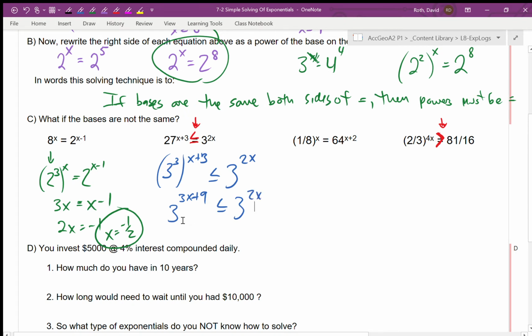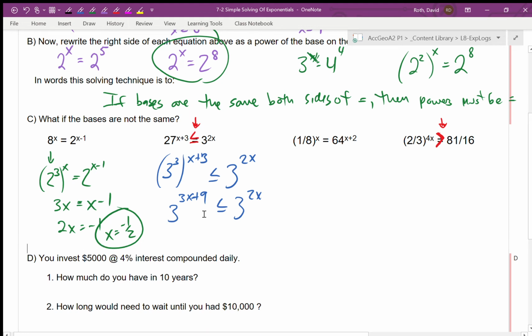I have the same base on both sides. I think I want more space. I have the same base on both sides. Therefore, can I just say 3x plus 9 is less than or equal to 2x? Seems right. Solve that. I will get x, subtract that, less than or equal to -9. And that should be right. You can plug numbers in. Try to plug in the -9 and see if it makes this true up here. By all means, check your work.